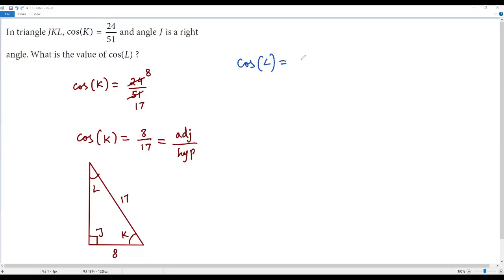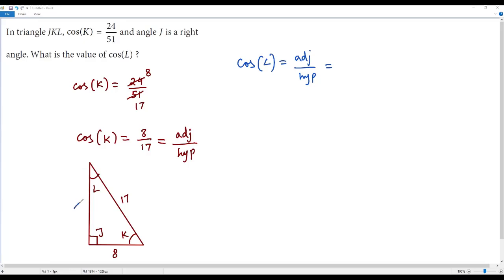So cosine L is equal to the same formula, that is adjacent over hypotenuse. Okay, here, this is the adjacent side for this interior angle measure L, because this other side is opposite to the interior angle measure L. So now we need the length of this side. Okay, so how do we find the length of this side? We can use the Pythagorean theorem to get the length of the side.